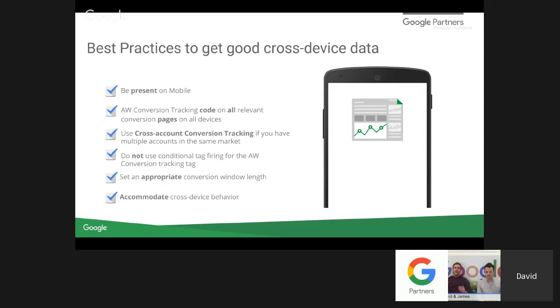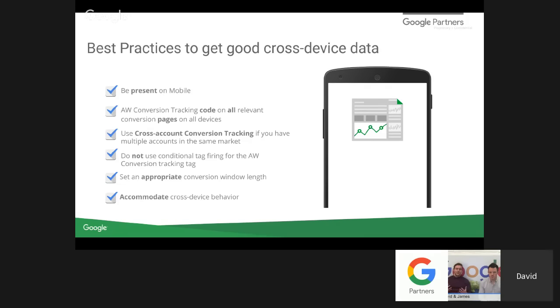Wonderful. So what do best practices look like when we want to get good cross-device conversion data? Well, firstly, it's important to be present on mobile. Now, this does sound a little bit obvious, but we need to be opted in in some regard to mobile. So there's no point in being at minus 100% and expecting to see cross-device conversion data.